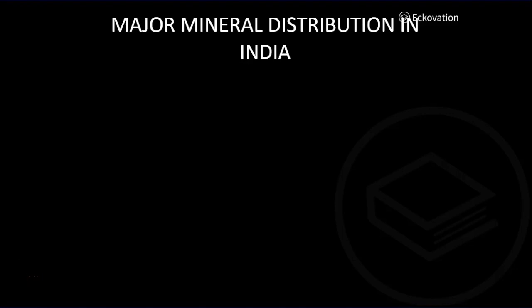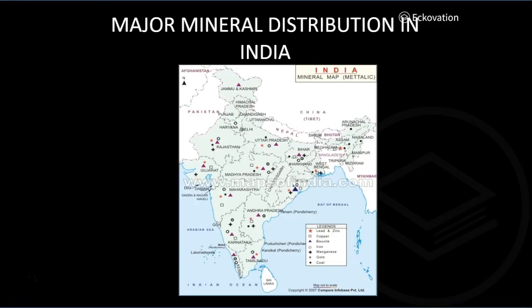Now, we'll discuss the major mineral distribution in India. The red sign is for lead and zinc distribution. Square sign is for copper. Triangle is for bauxite. Circle is for iron. Plus sign is for manganese. Green sign is for gold. Black dot is for coal.